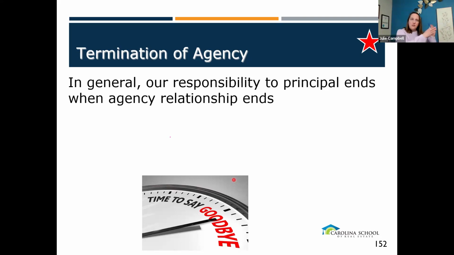If you enter into an exclusive right to sell listing agreement, you're being hired to market and advertise and sell this person's home. Once that home is sold, once the deed conveys, you've done the job you were hired to do, right? Same thing with the buyer agency agreement. You're being hired to help them select and purchase an acceptable property. Once they buy, once that deed changes hands, you've done the job that you've been hired to do. Good job. So completion of purposes will terminate agency.